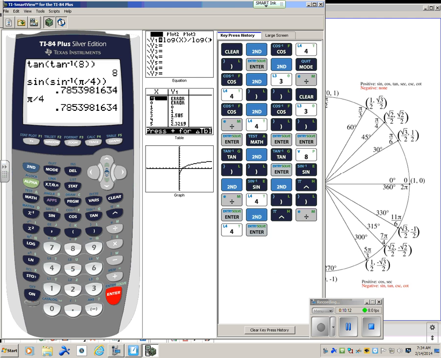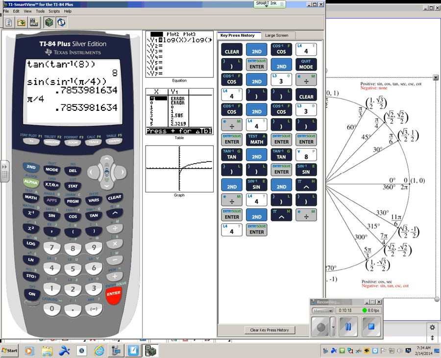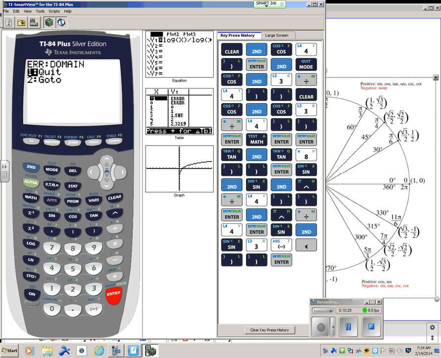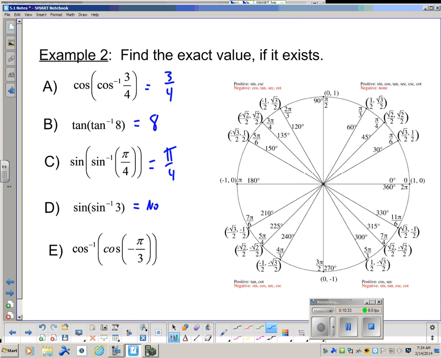Think about that. So if I do one like that, the sine of the inverse sine of 3, I'm going to get an error because, again, that one doesn't exist on the unit circle. You can't find that value at 3 because it's only defined between -1 and 1.